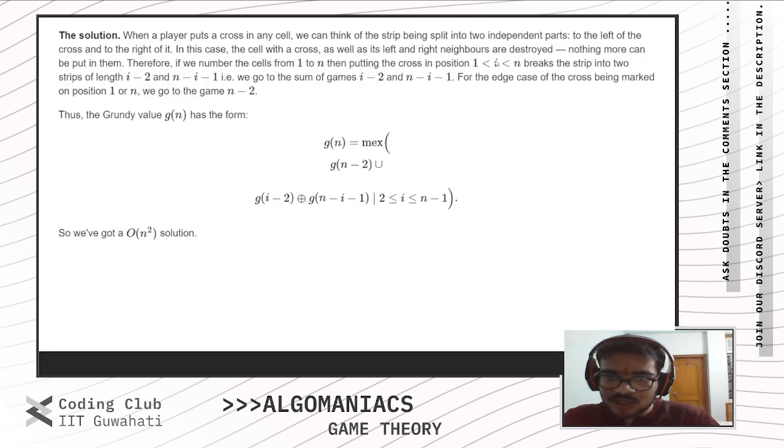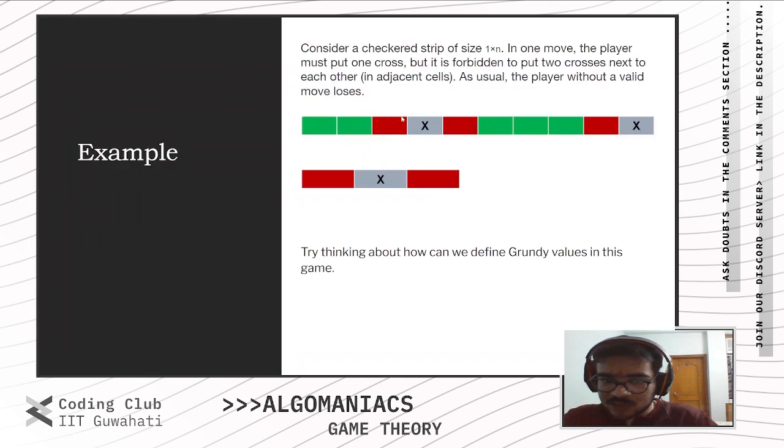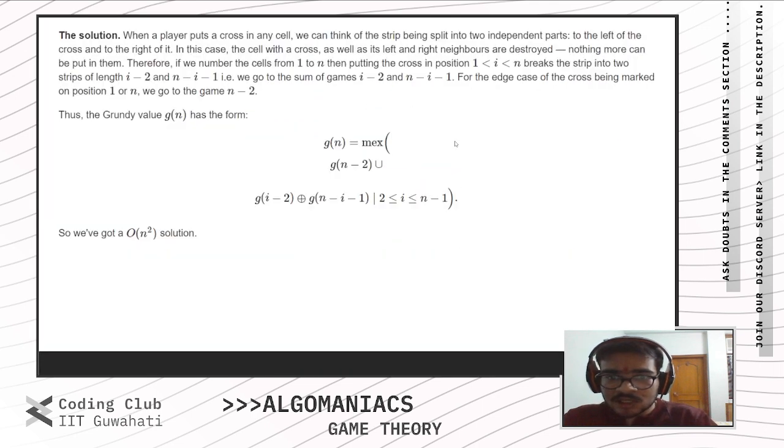So that's what we are trying to explain. We can think of the strip being split into two independent parts, to the left of the cross and to the right. In this case, the cell with the cross as well as the left and the right neighbors are destroyed. The red parts, like these, are being destroyed, and nothing more can be put in them.